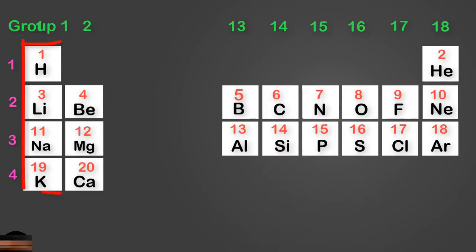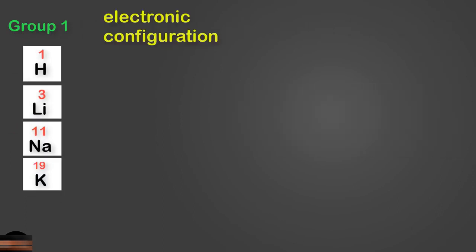Let's start with the group 1 elements: hydrogen, lithium, sodium and potassium. They have atomic numbers of 1, 3, 11 and 19. Now let's try to write down their electronic configuration. Hydrogen is simple. It just has 1 electron. Now lithium has an atomic number of 3. So it's going to be 2, 1. Sodium will be 2, 8, 1. And potassium is going to be 2, 8, 8, 1.